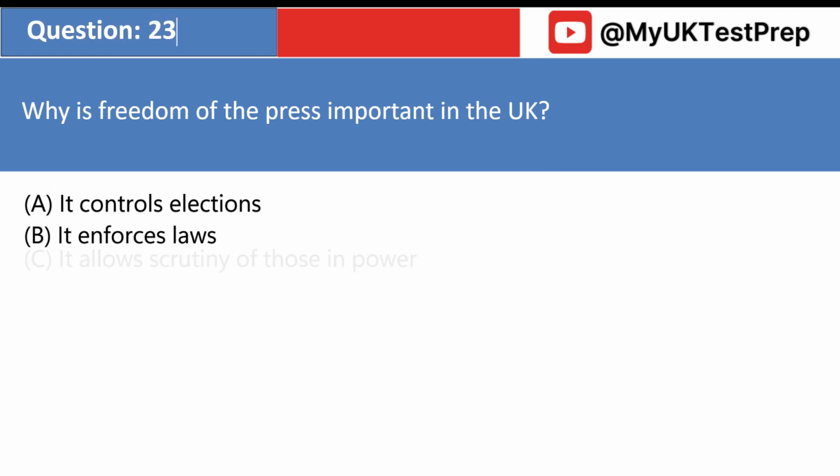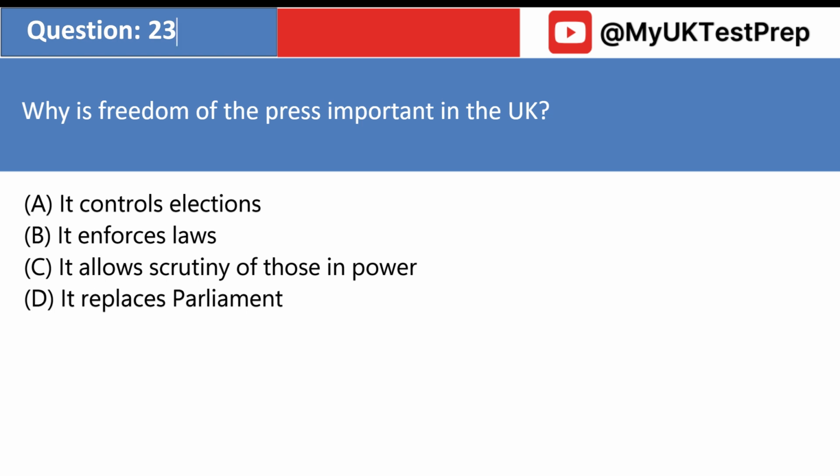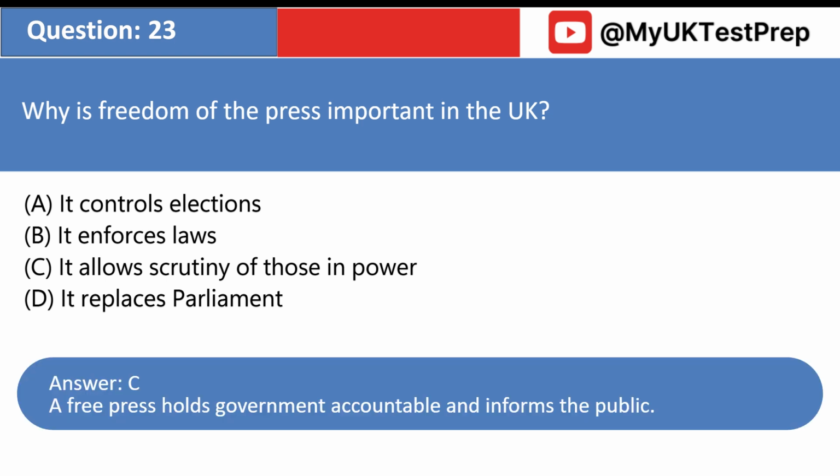Why is freedom of the press important in the UK? A. It controls elections. B. It enforces laws. C. It allows scrutiny of those in power. D. It replaces Parliament. Answer: C. A free press holds government accountable and informs the public.